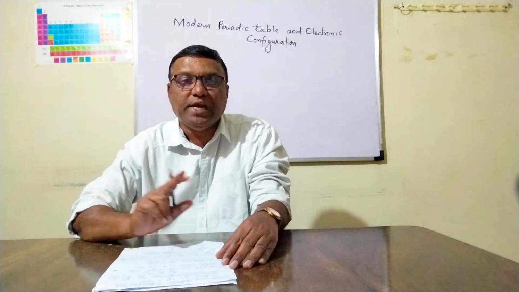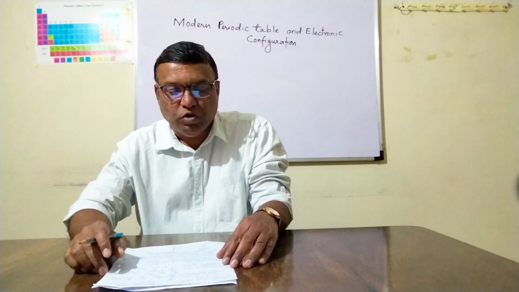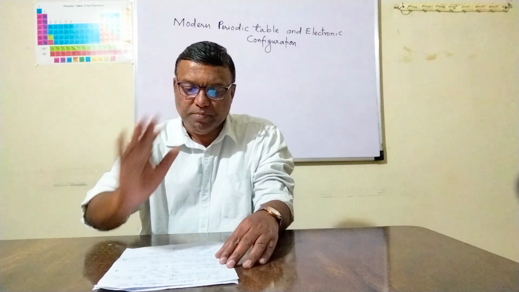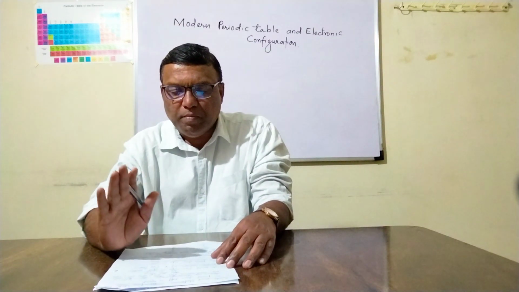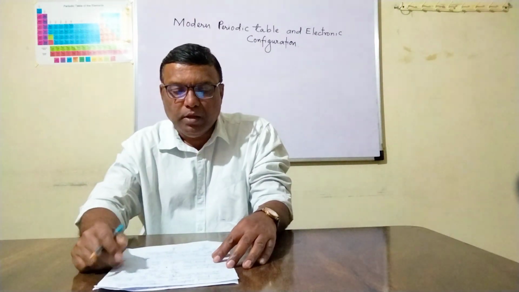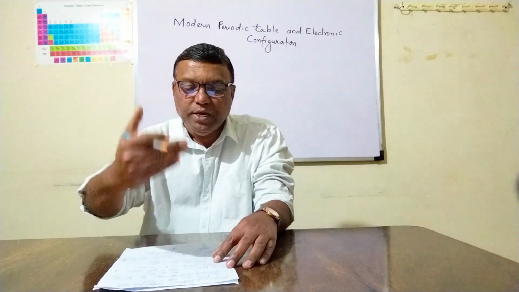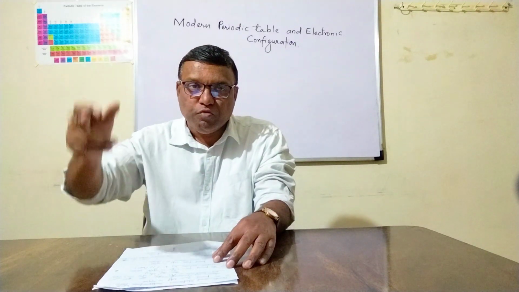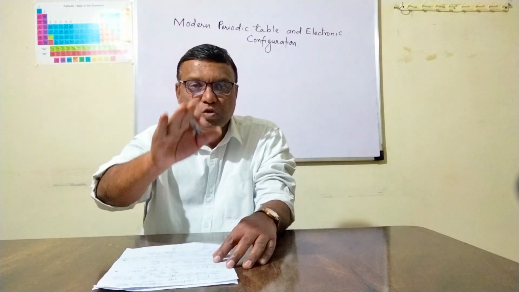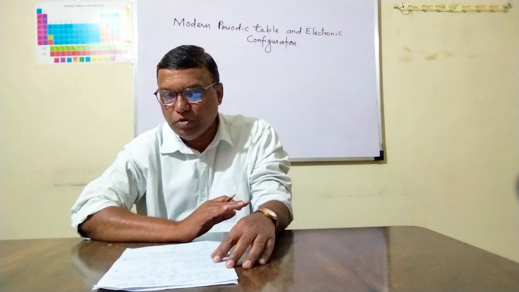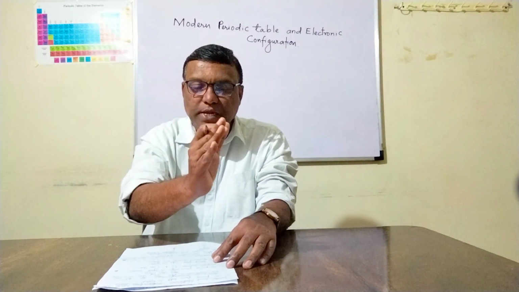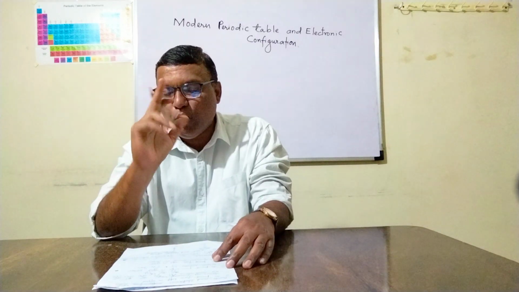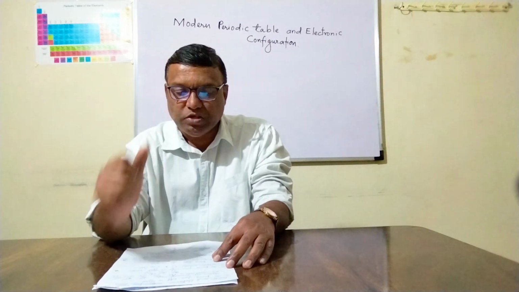The second point related to periods and electronic configuration: in the period from left to right of the modern periodic table, valence electrons increase by 1. Valence electrons are the electrons present in the outermost orbit. You remember? In the period from left to right, valence electrons increase by 1.